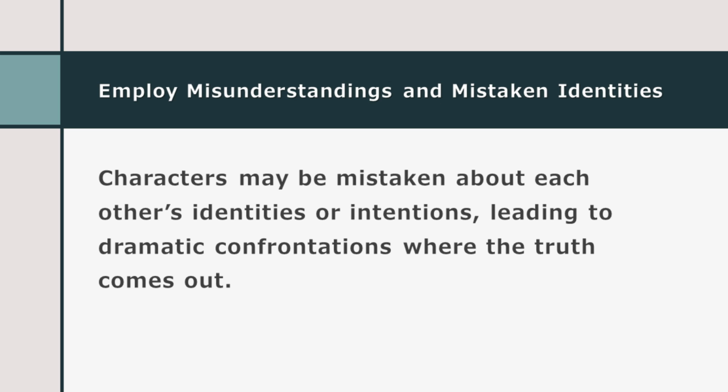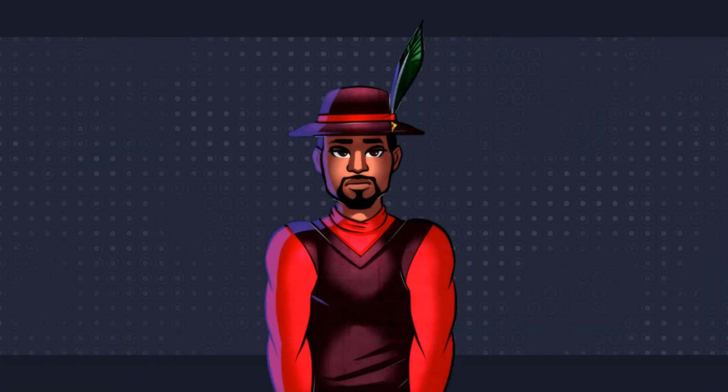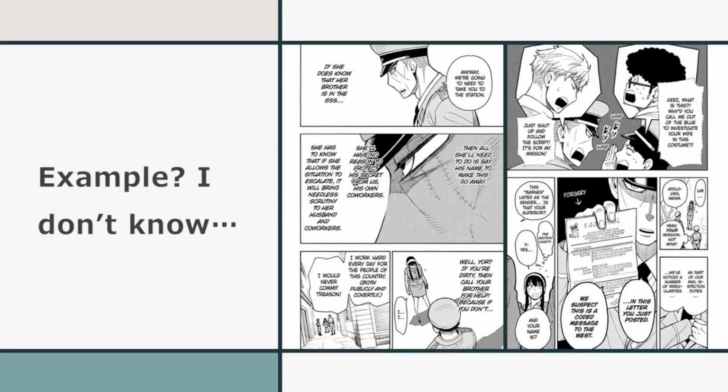11. Employ misunderstandings and mistaken identities. Characters may be mistaken for each other's identities or intentions, leading to dramatic confrontations when the truth comes out. I surprisingly can't come up with a specific example right now, or at least not an example I want to talk about. I'm sure there's probably something I could use from Spy x Family or Arsène Lupin or, I don't know, something that I actually like, but my mind is blanking at the moment on a precise example, and the one example I can think of I refuse to use.